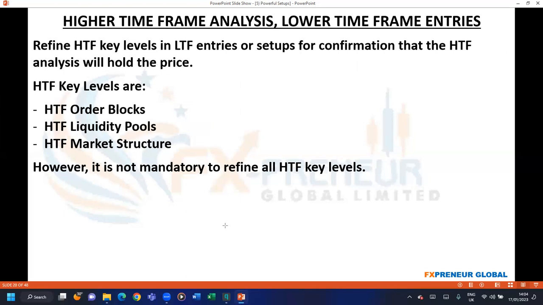Higher time frame analysis, lower time frame entries. Now, most traders find it difficult combining these two. They mix up higher time frame and lower time frame, but the truth is that it is very simple.